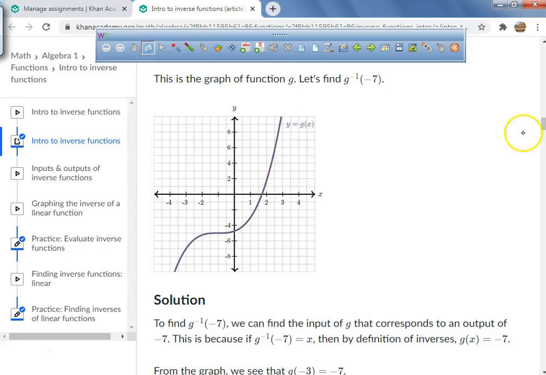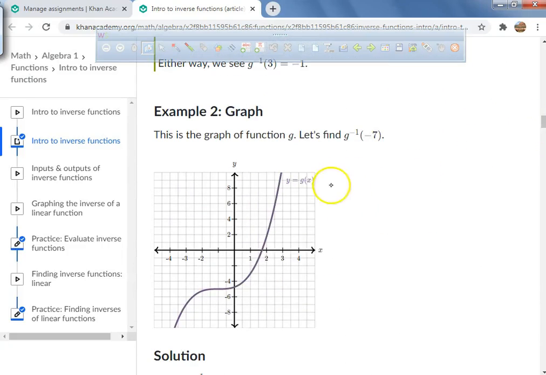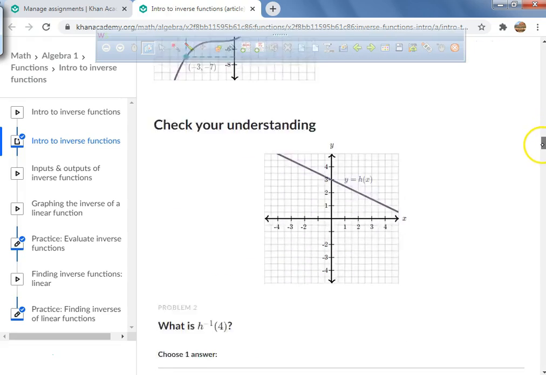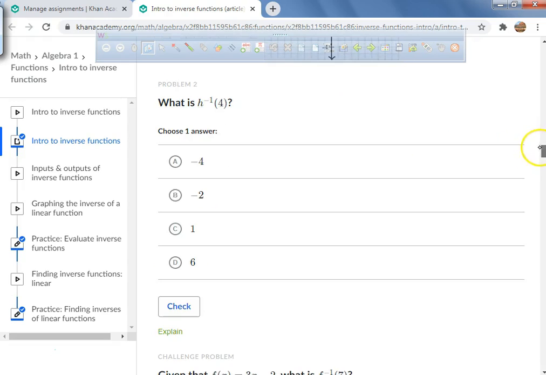All right, so let's take a look at this right here. Okay? So on this one, we can clearly see the solution of -7 would be -3. Okay? All right, so here we go. Right here it says, what is the inverse of 4? So when the y value is at a 4, what is our x value? What would you guys say? -2. So I'm just going to put -2.